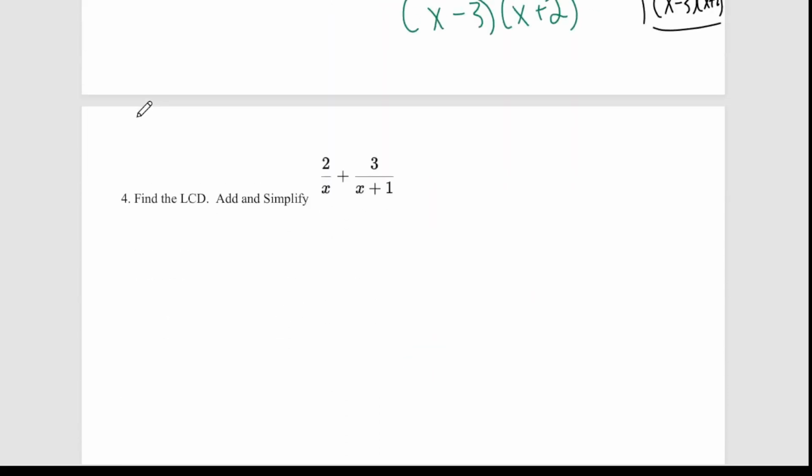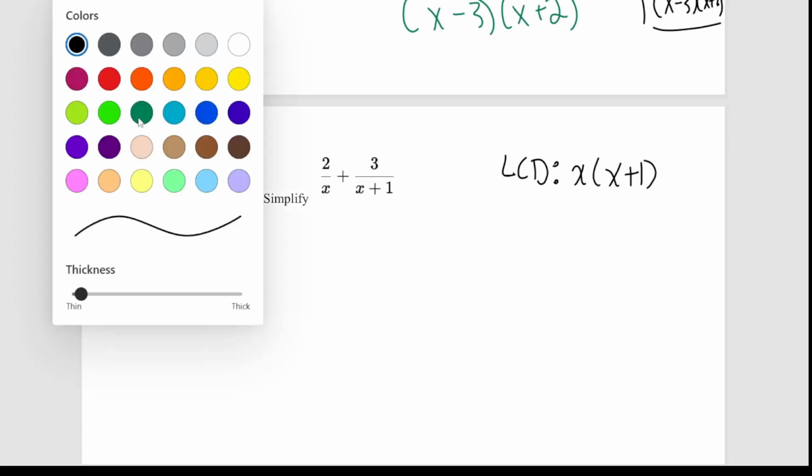Go ahead and pause your video and see if you can do this next one yourself. So for this next one, its least common denominator is just going to be x times x plus 1. You could sort of formally vertically align it, but there's not much to vertically align in this case because both of these are already completely factorized and they have no common factors with each other.